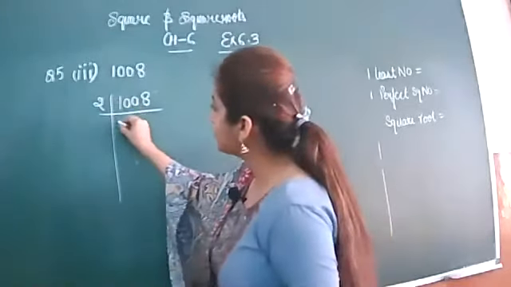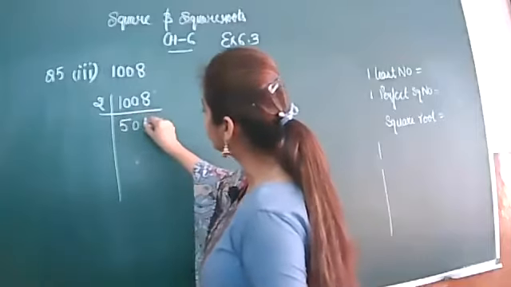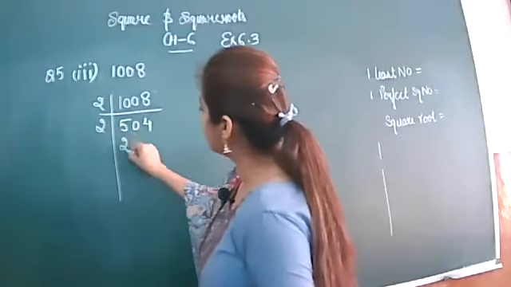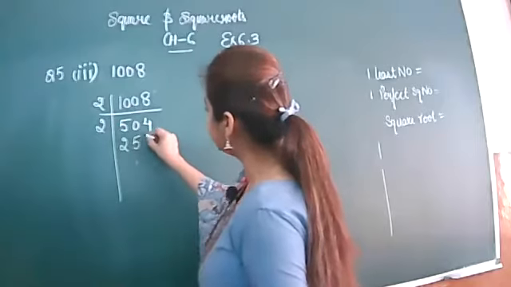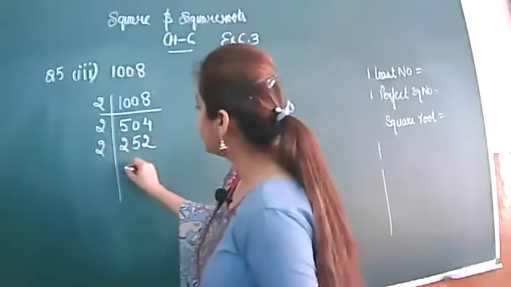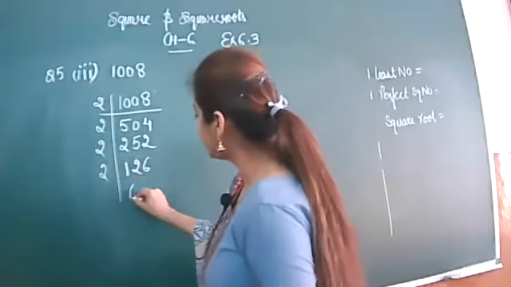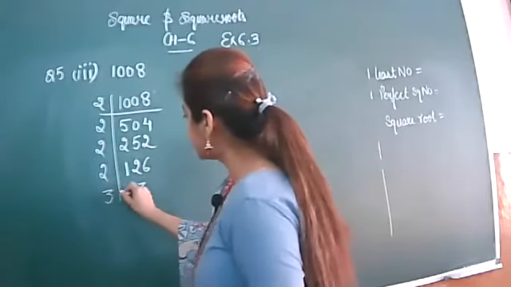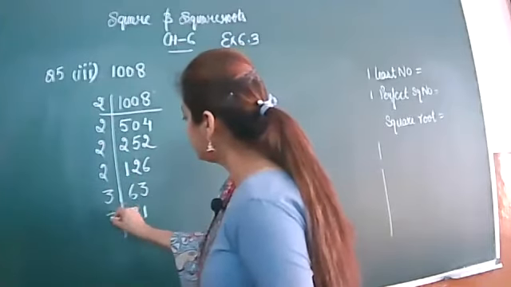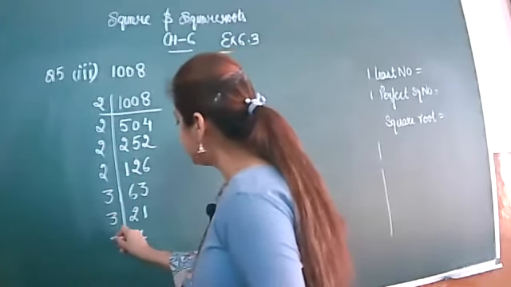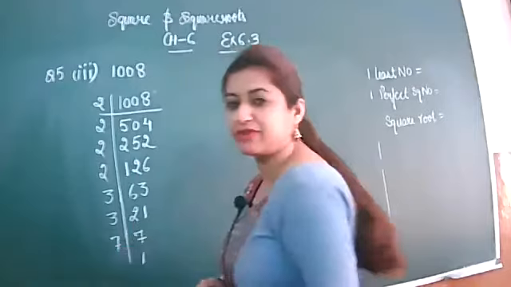So make the factors. 2 5s are 10, 0, 2 4. 2 2s are 4, 2 5s are 10, 2 2s are 4, 2 1s are 2, 2 2s are 4, 2 6s are 12, 63, 3 2 1 and 3 7s are 21, 7 1s are 7.